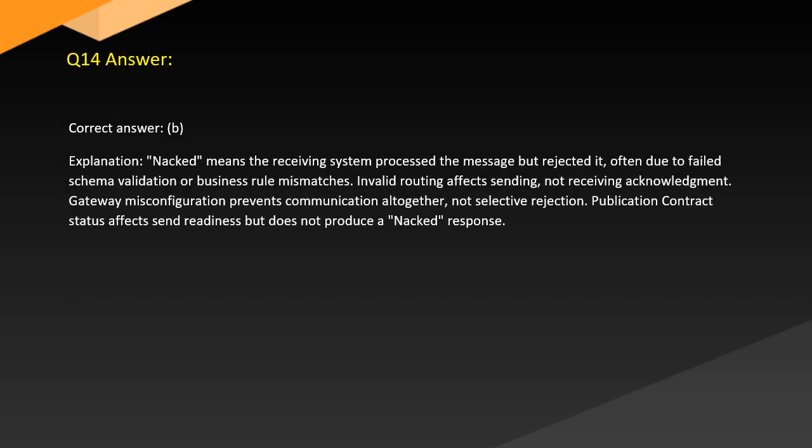Answer. Correct answer, B. Explanation. NACK means the receiving system processed the message but rejected it, often due to failed schema validation or business rule mismatches. Invalid routing affects sending, not receiving acknowledgement. Gateway misconfiguration prevents communication altogether, not selective rejection. Publication contract status affects send readiness but does not produce a NACK response.